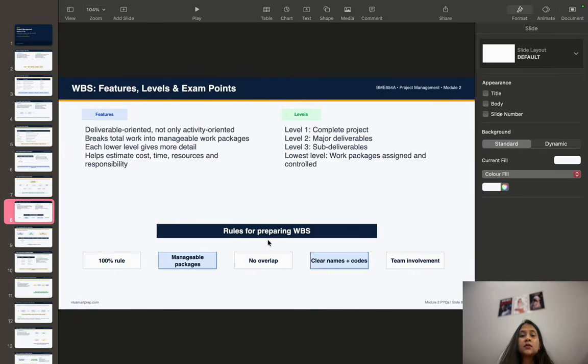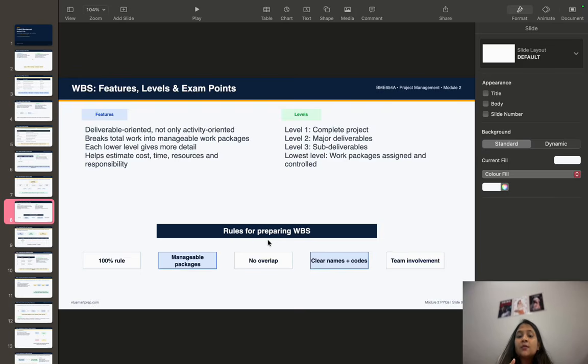Let's move to the next question, which is WBS features. Let's see the features of WBS. WBS is deliverable oriented, not only activity oriented. It breaks total work into manageable work packages. Each lower level gives more detail, and it helps in estimating cost, time, resources, and responsibility.